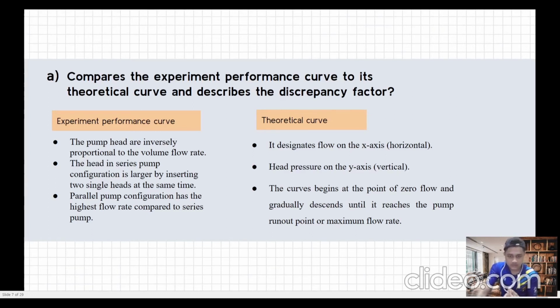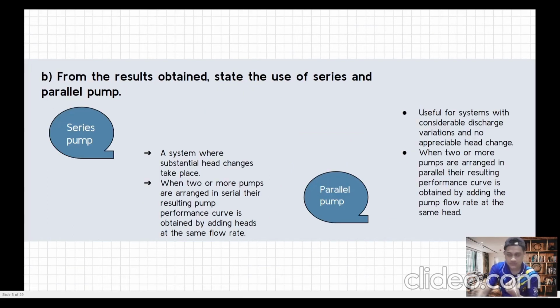For the theoretical curve, it is designed with the flow on the horizontal x-axis and the head pressure on the vertical y-axis. The curve begins at the point of zero flow and gradually descends until it reaches the pump run-out point, or maximum flow rate.